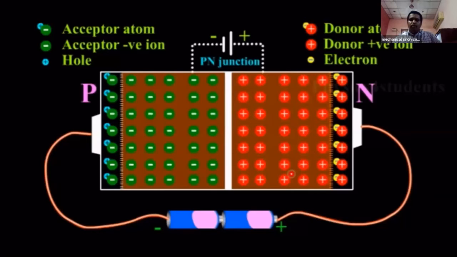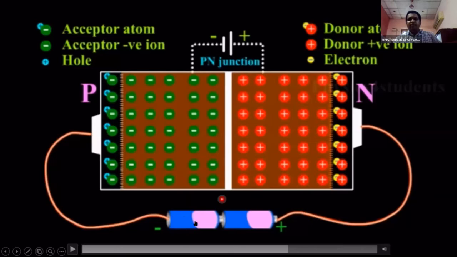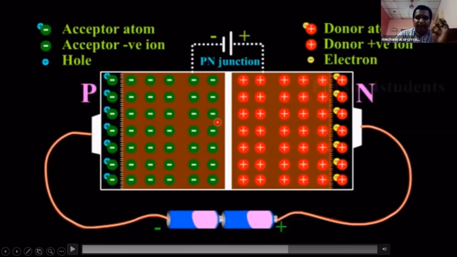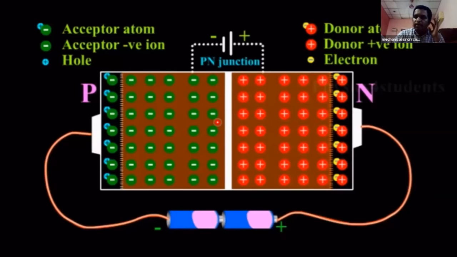And one more thing I want to explain here. If you continuously increase the voltage, at a particular high voltage, the barrier breaks down. That breakdown voltage is called Zener voltage. The diodes which act at breakdown voltage are called Zener diodes. Zener diodes are used as voltage regulators.